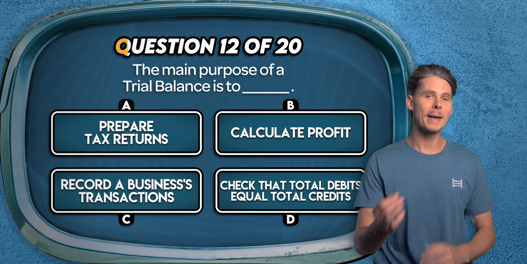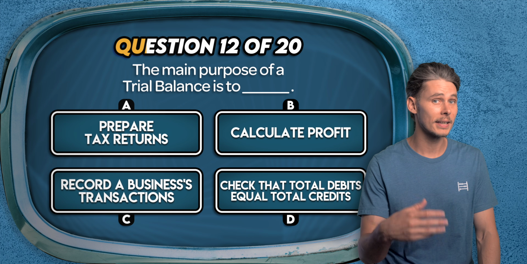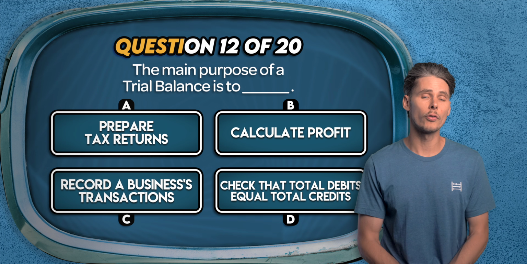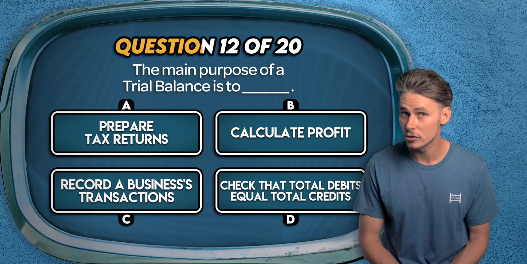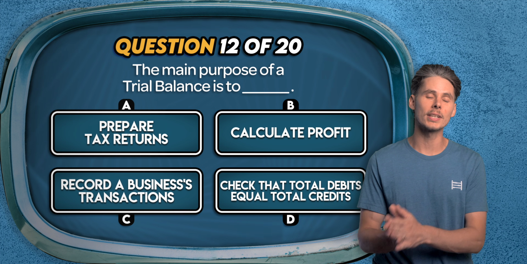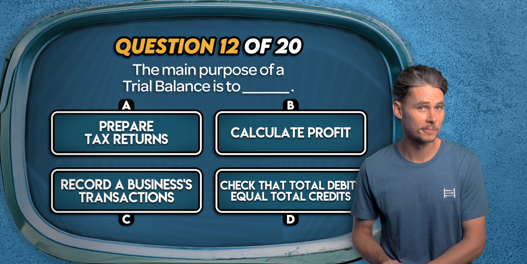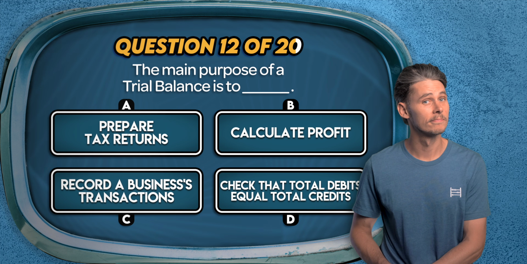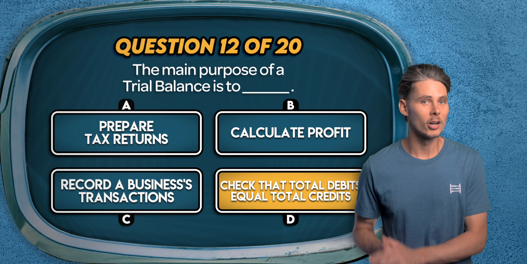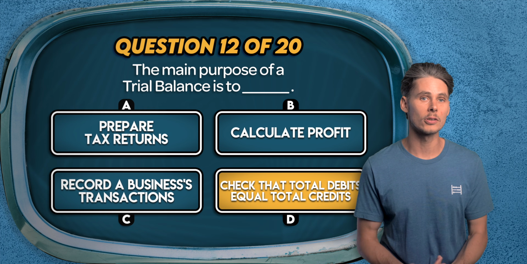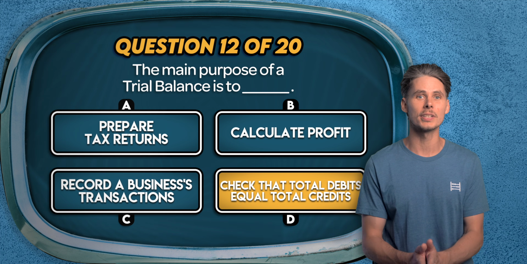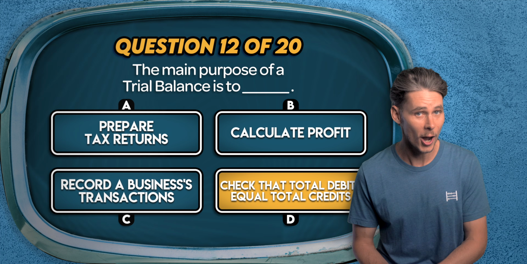Question 12. The main purpose of a trial balance is to prepare tax returns, to calculate profit, to record a business's transactions, or to check that total debits equal total credits. The answer is D. A trial balance is an internal accounting report that shows a list of all ledger accounts and their balances at a point in time.